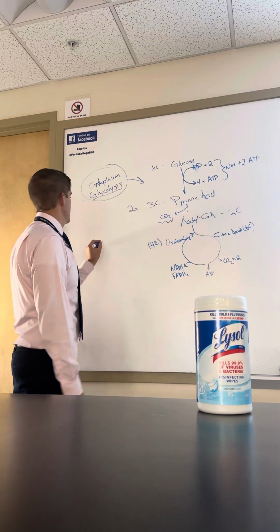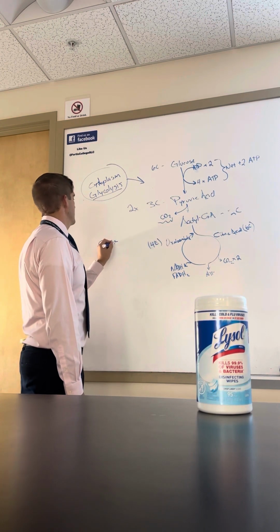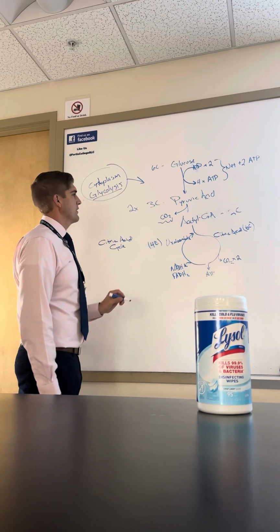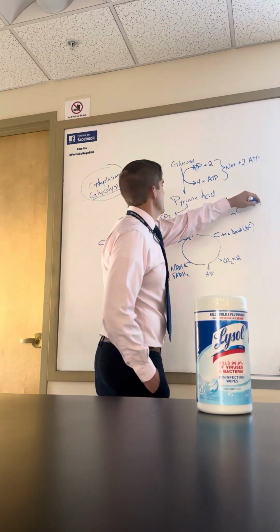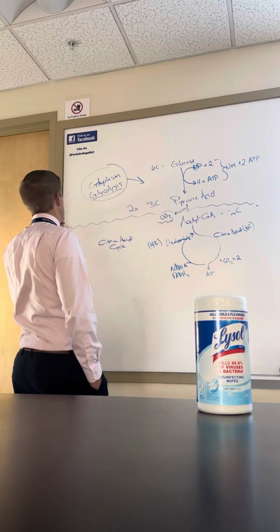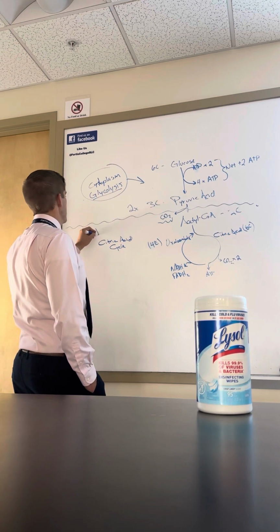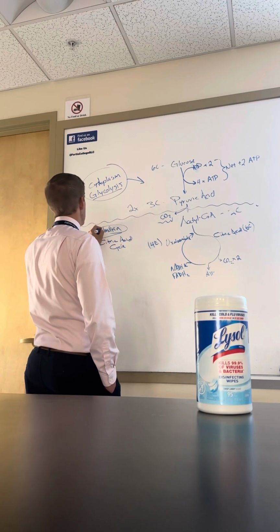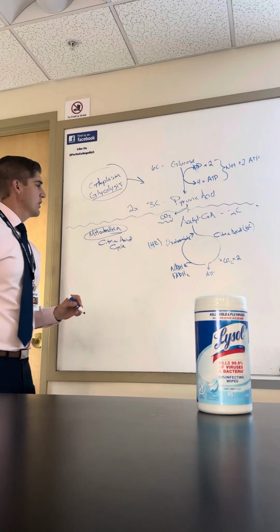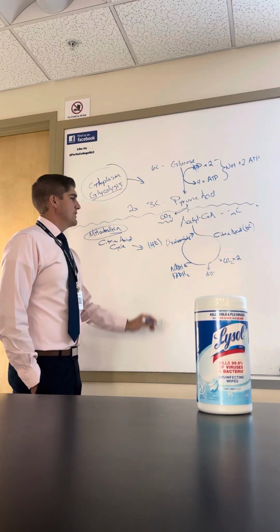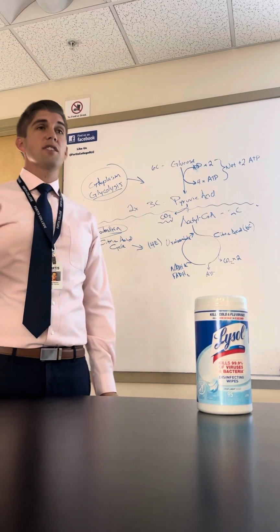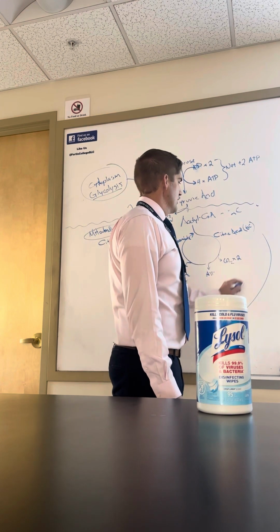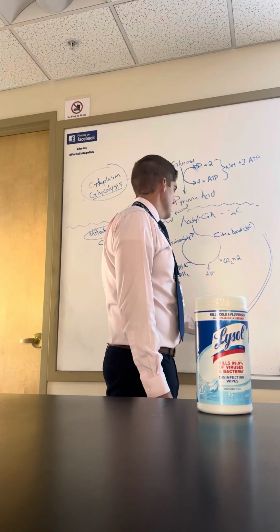Now, first of all, this is called the citric acid cycle, and it occurs inside the mitochondria. This is the citric acid cycle. Now we need to go to the third step. Where is the electron transport chain?